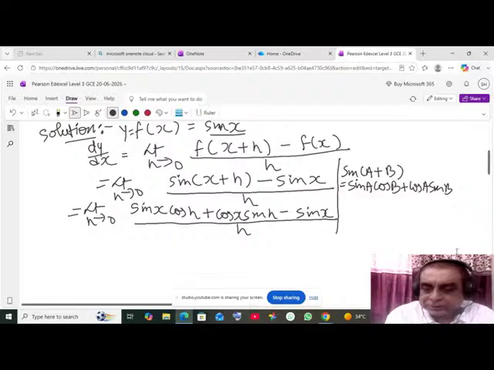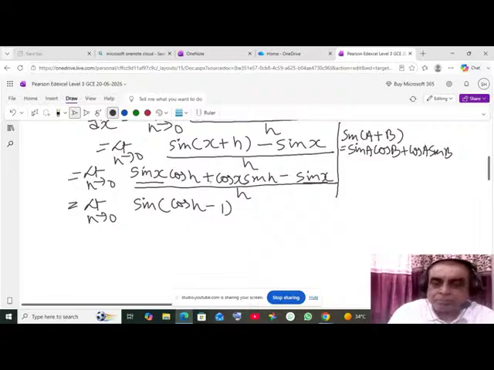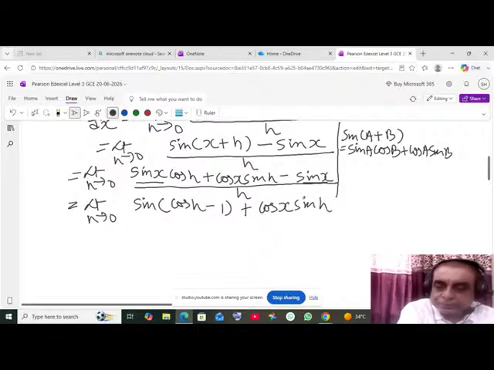Now we will take sine x common from these two terms. So the limit as h tends to 0, sine x taken common from the first term and the last term, gives in the bracket cos h minus 1. And the middle term you write separately: cos x times sine h, whole divided by h.